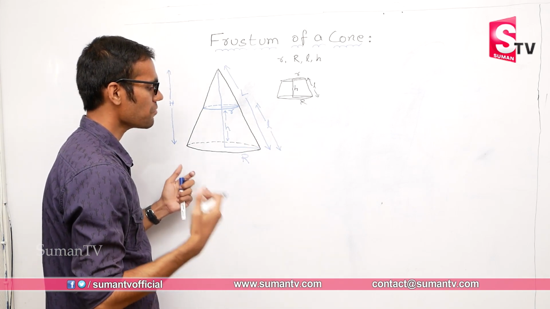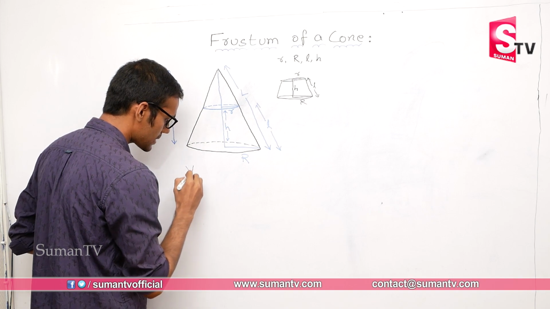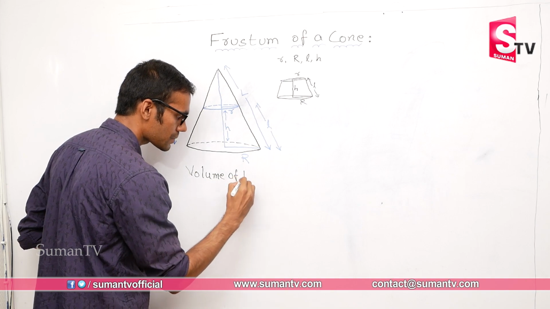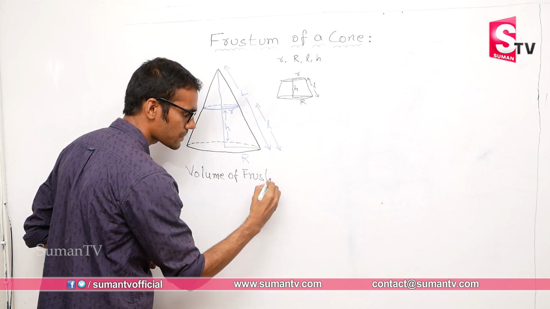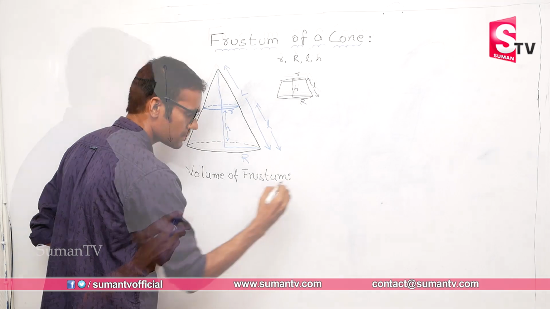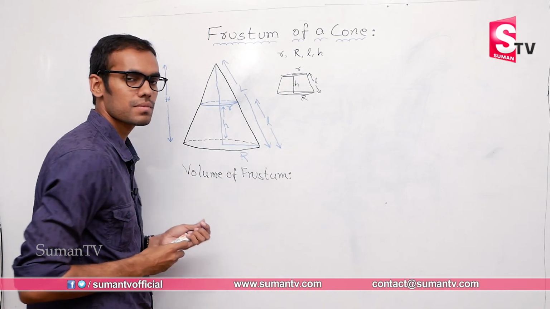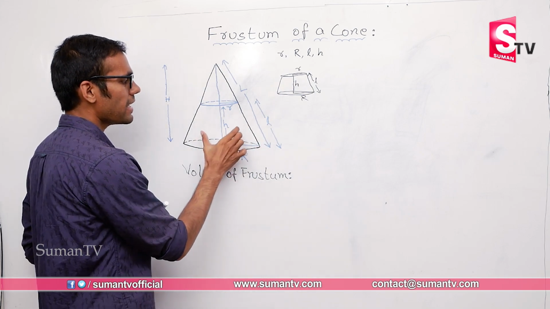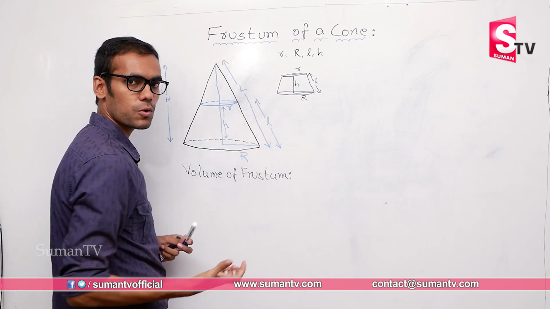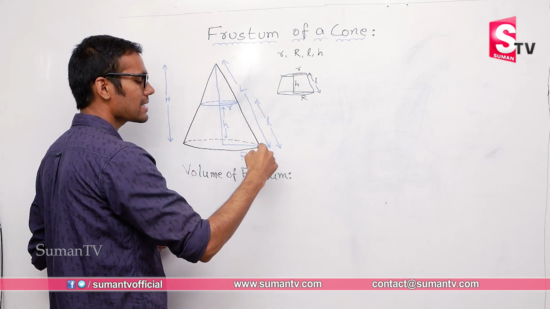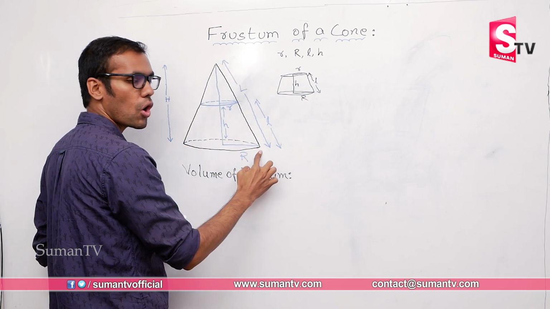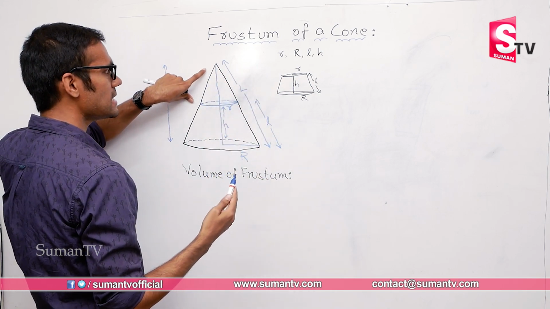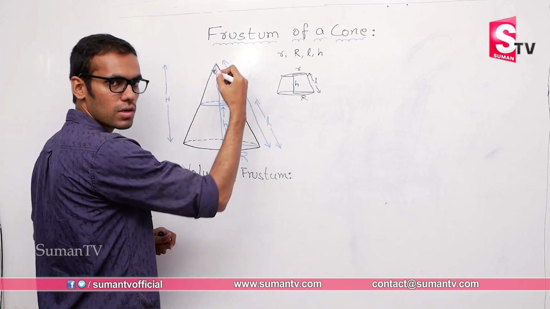Now, how do we derive the volume? So let's try to derive the volume first. Volume of frustum. Now, when I say volume of this frustum, you know already what is the volume of the total cone. Now, if I have to find only the volume of this frustum, what will I do? I will subtract the total volume of this bigger cone minus the volume of the smaller cone. The smaller cone is at the top, the bigger cone is the whole cone.